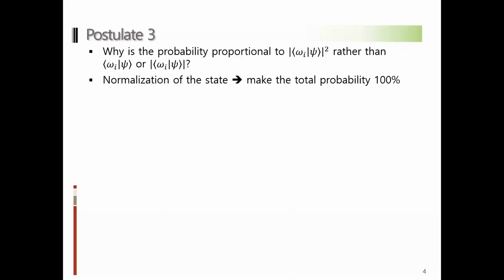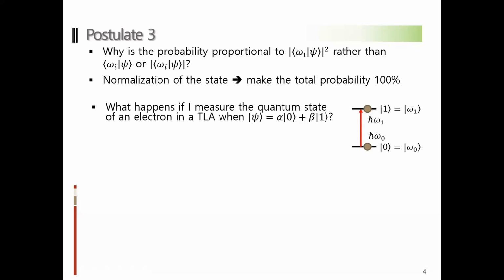Let's also think about some other example of the measurement. Probably you are also familiar with the concept of the two-level atom by now. I generally use this kind of picture and this kind of notation. In principle, the quantum state of the electron inside the two-level atom can be represented by this kind of expression. So what happens if I measure the quantum state of an electron?